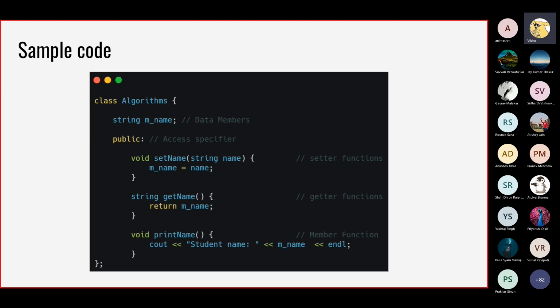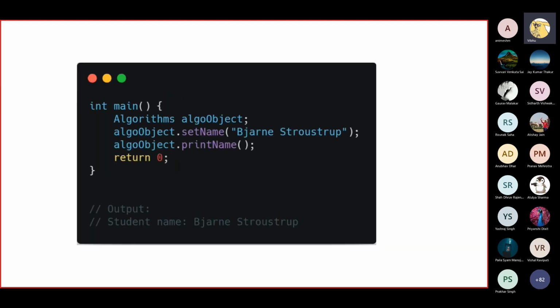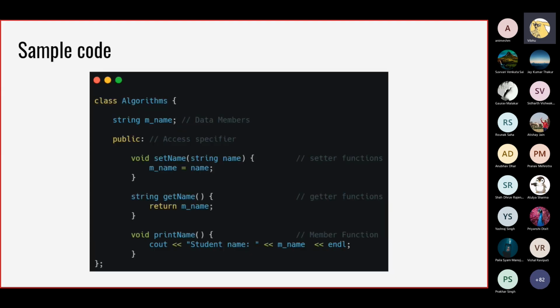So I request you to take this example and try out some more variations of what you think would work and not work based on this definition that I just mentioned. Like in this example, when I do algo object.printName, I'm not even passing what I want to print, but because that method is associated with my object, it takes in that mName from the class definition itself and prints it.